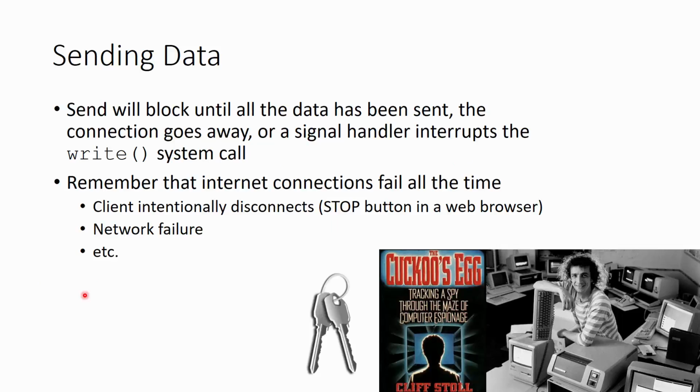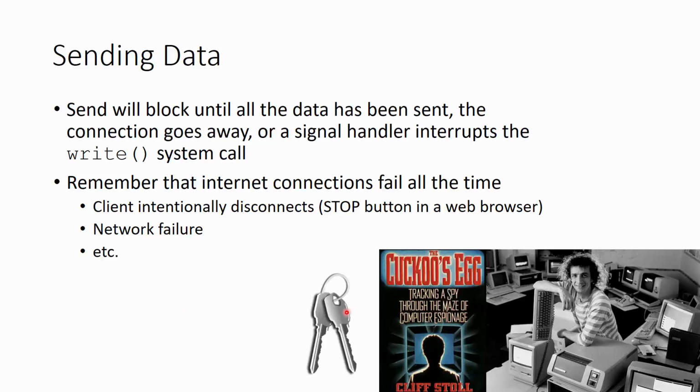Okay, so send is going to block until all the data has been sent. There are a couple of other things that can cause it to not actually send all of it: if the connection goes away, or if the signal handler gets interrupted. But for the most part, you can rely on sending all the data at once. Since internet connections can fail all the time, maybe the internet dies, maybe the network goes down, maybe the client disconnects, some signal handler blows away the connection or interrupts it, and your program crashes. Whatever it is, you need to have a system in place to deal with the fact that you did not successfully write all the data.